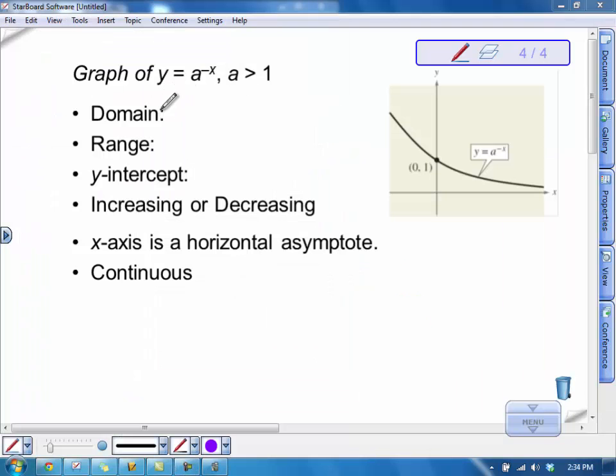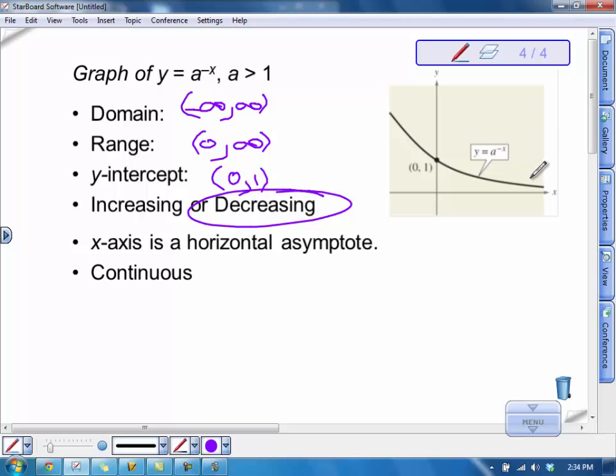We can talk about then the domain, range, y-intercept, increasing, all this behavior from this function right here. This one right here is y equals a to the negative x, so it's exponential decay. It always goes through 0, 1. The domain is going to be negative infinity to infinity, all real numbers. The range is 0 to positive infinity, right? So 0 to positive infinity. The y-intercept is 1, or I'll put it as an ordered pair, 0, 1. It's decreasing as time goes on. And the x-axis is the horizontal asymptote, and it is continuous.